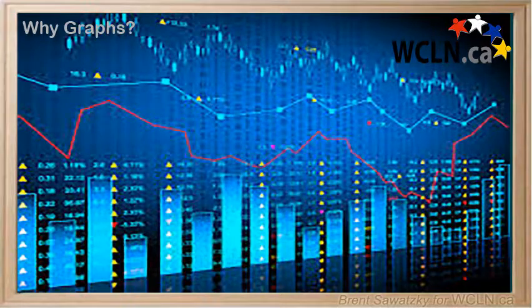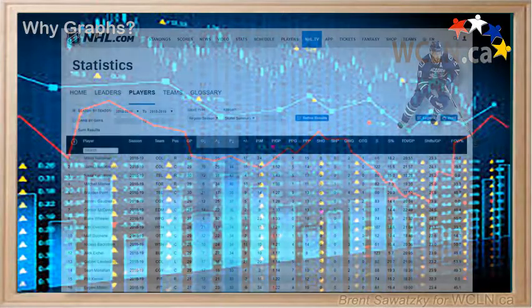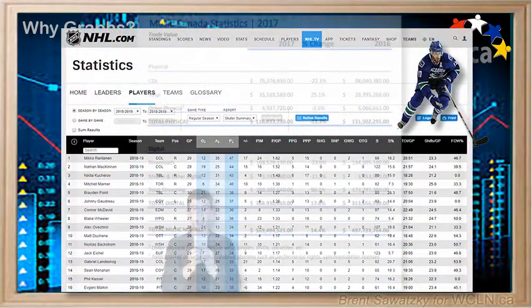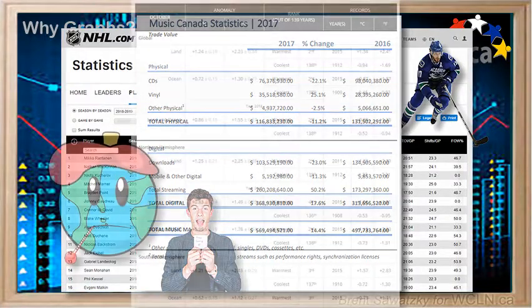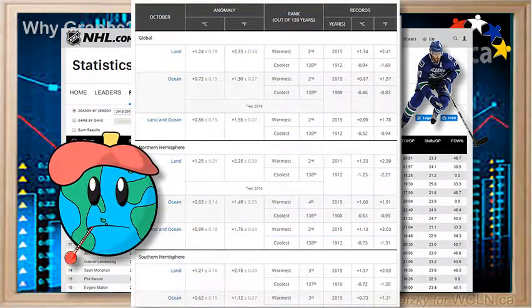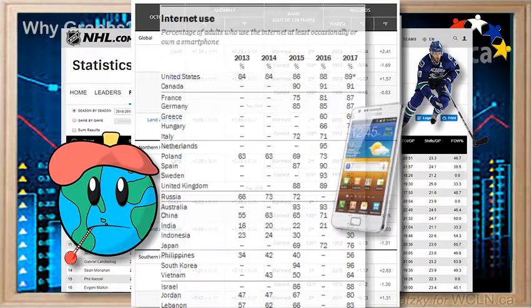In our day and age, we're surrounded by a lot of data. More than any other time in history, we just have piles of data. Data tells us about the hockey stats. Data tells us about music trends. Data tells us about our future. Data tells us about trends that will impact our daily lives.